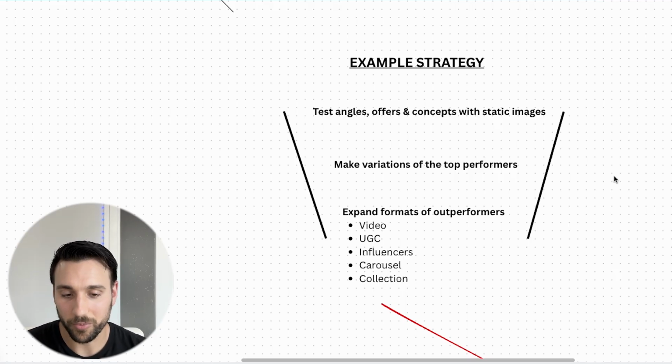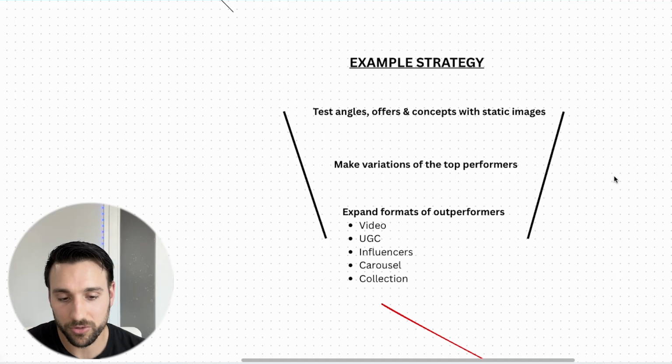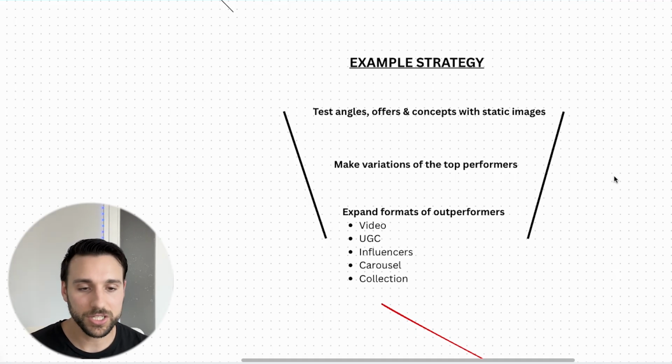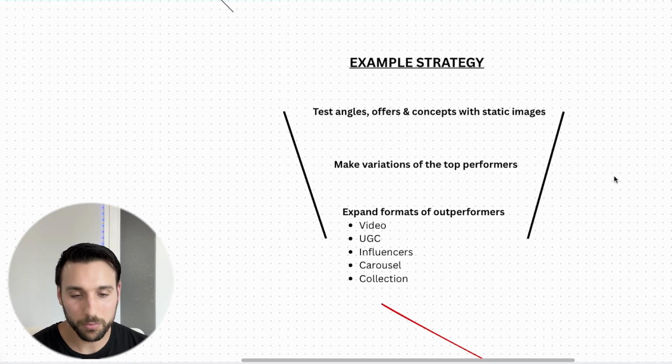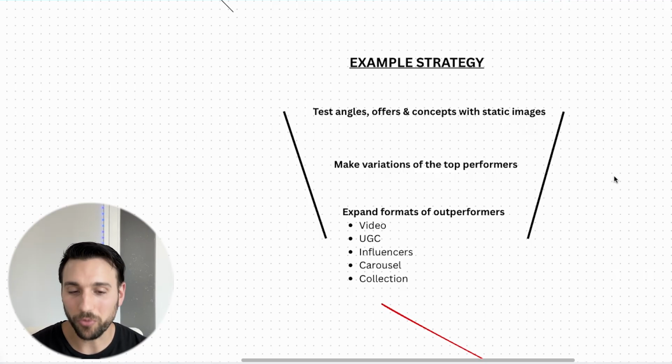And some formats can include video, UGC, influencers. You can send it out to influencers and give them that script, carousel ads, or collection ads. Now this is when you could get creative and expand all the formats because you know that this idea is a winning idea. And now all you have to do is find the best format. After that, you have now found the top performing angle, offer, concept, the top performing variation of that idea, and then you found the top performing format of that variation of that winning idea. You have found a complete winner now.